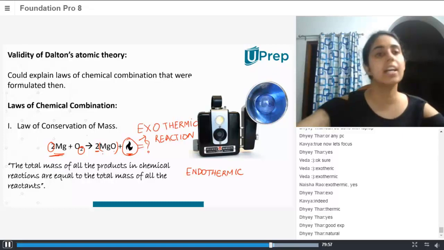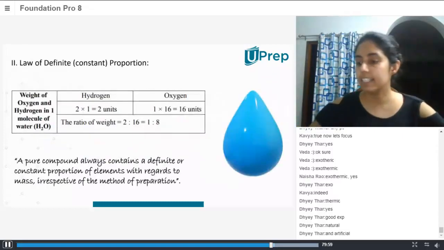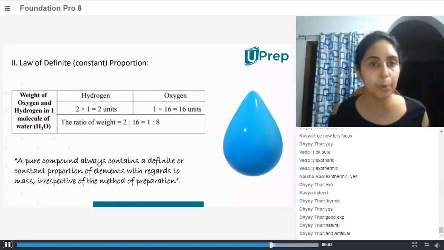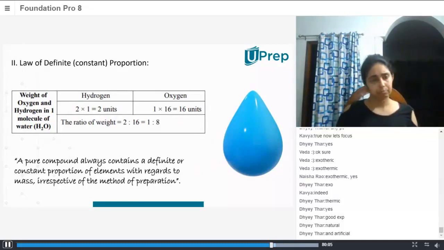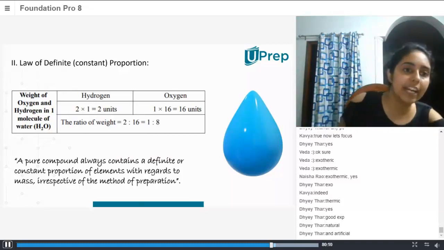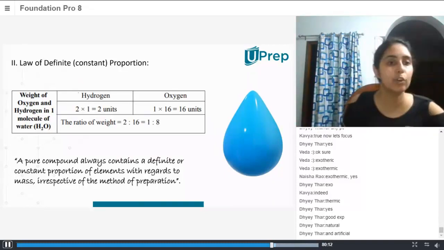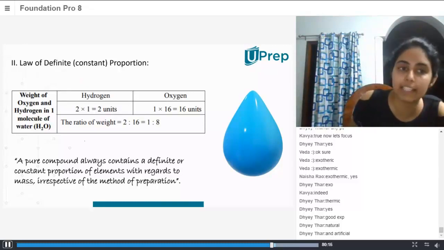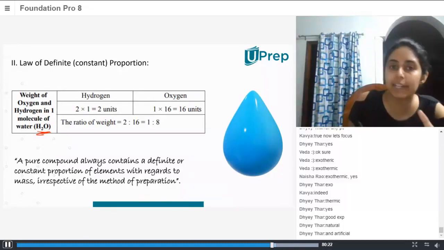Let's proceed. The second is the law of definite or constant proportion. What this means is, let's look at the weight of oxygen and hydrogen in one molecule of water. We know that the molecule of water is represented by H2O. H2O has two atoms of hydrogen and one atom of oxygen.